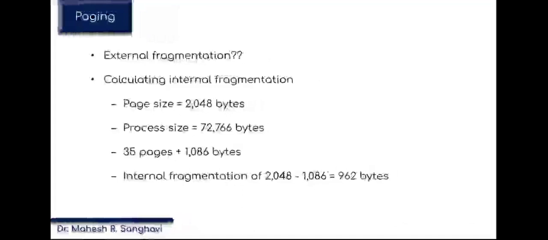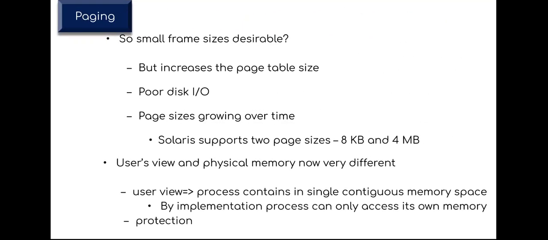For example, suppose your page size is fixed, that is 2048, and the data you have to store is of only 1086 capacity. In that case your 962 bytes will get wasted. And such a problem is normally known as internal fragmentation. And internal fragmentation issue will be there in case of paging. One of the techniques like segmentation can be used to take care of this problem of internal fragmentation, that we'll see later on.